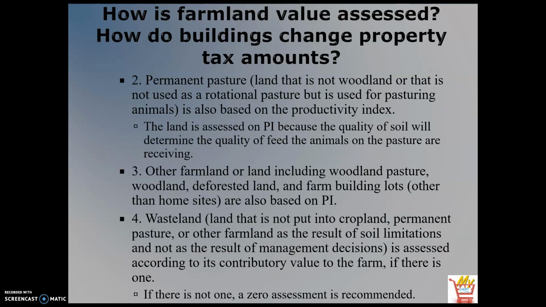The second was permanent pasture, which is land that we are constantly grazing livestock on. The third would be other farmland, woodlands, things like that. Also, farm building lots. So if we have a property where we have barns or grain bins or something like that. And then finally, wasteland. That's just land that is not put into cropland, permanent pasture, or other farmland as a result of soil or natural resource limitations. So basically, it's land that's not suitable for agricultural production.